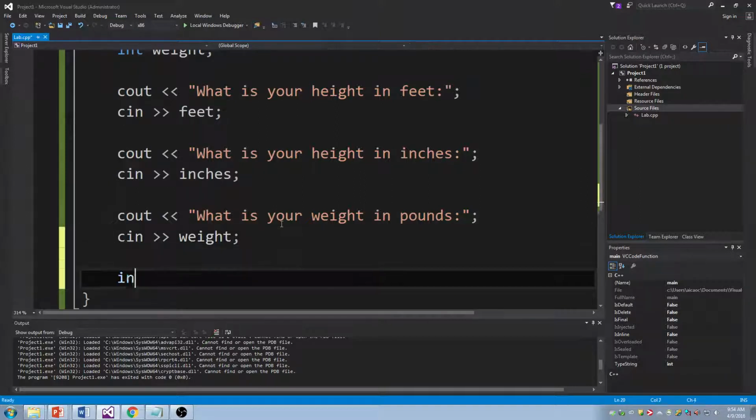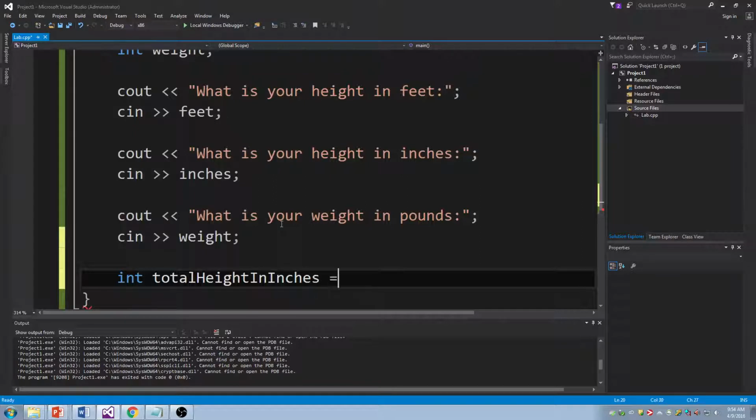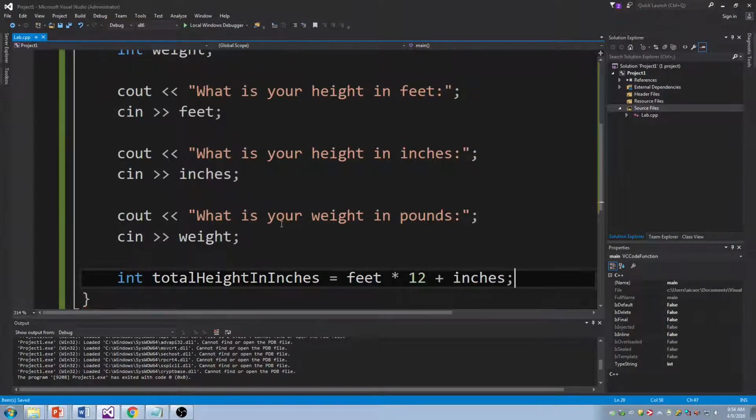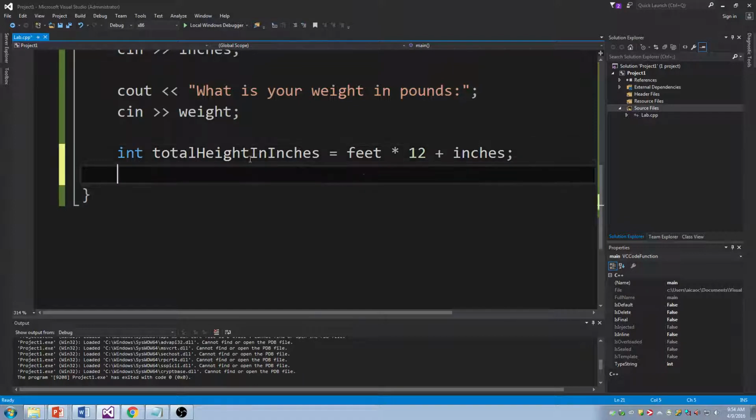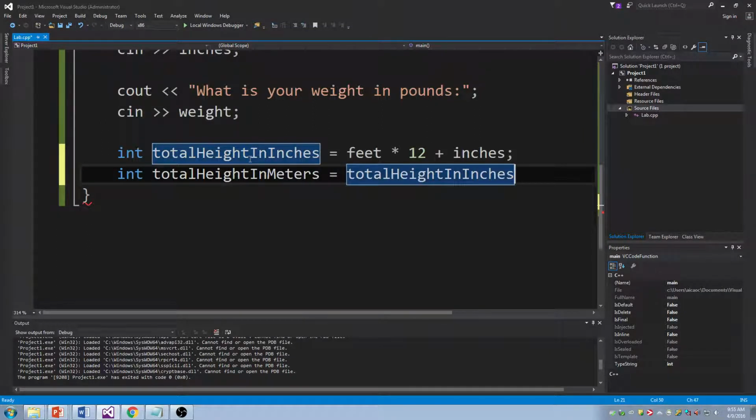So the first thing I would do is I'd create a new variable that is total height in inches. It's going to be equal to the feet that you typed in times 12 plus the inches that you typed in. This right here represents your feet and plus your inches. Then you want to convert this into meters. So total height in meters is equal to total height. Notice I'm being very verbose with my descriptions here. You can afford to be a little descriptive in your variable names. It helps you understand them a lot easier when you type them like this.